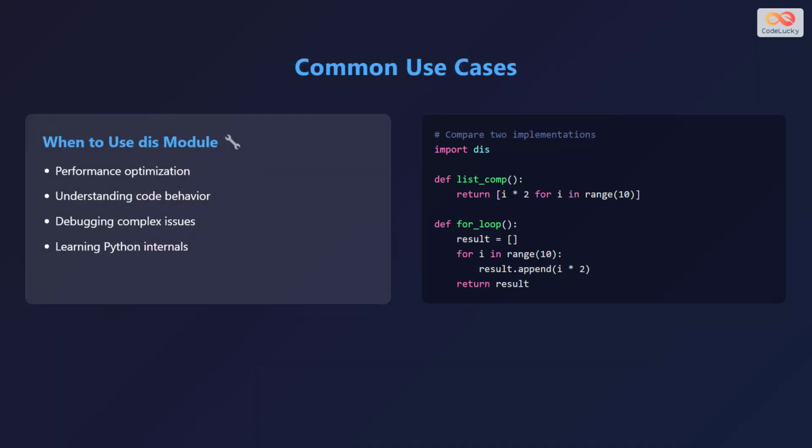The dis module is useful in many scenarios. These include performance optimization, understanding code behavior, debugging complex issues, and learning Python internals. Here is an example to compare two implementations. Import the dis module. Define list_comp, a function that uses list comprehension to create a list of the multiples of 2, from 0 to 18. Define for_loop, a function that does the same thing but with a for loop. You can disassemble each function to see which implementation is more efficient.